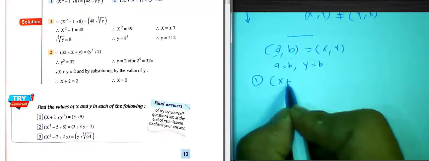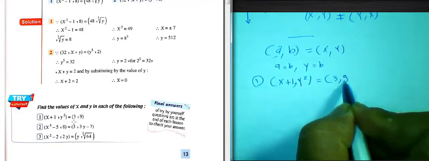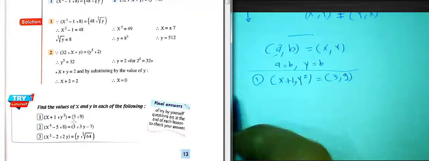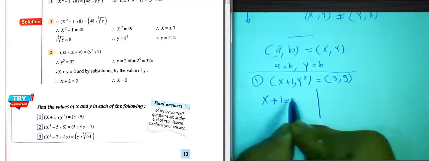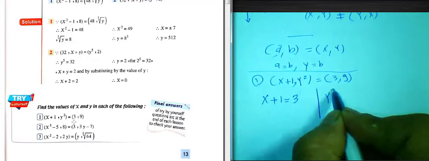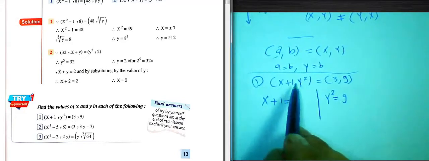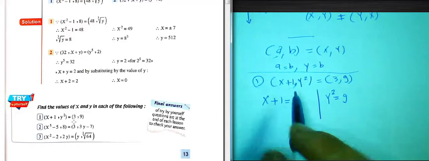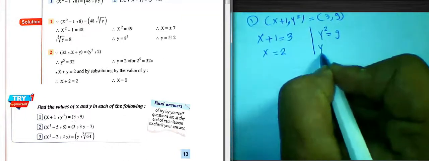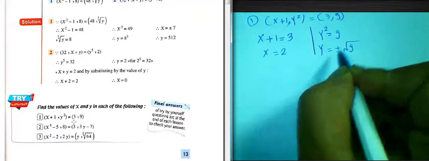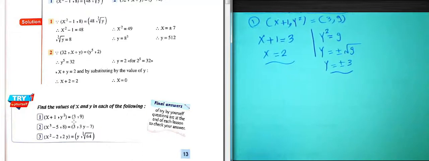In this example, (x plus 1, y power 2) equals (3, 9). Can you find x and y? It's easy. We'll divide it. On the right, x plus 1 equals 3, and y power 2 equals 9. So x plus 1 equals 3, so x equals 2. And y will be positive or negative square root of 9, so y will be positive or negative 3. It's easy for you.